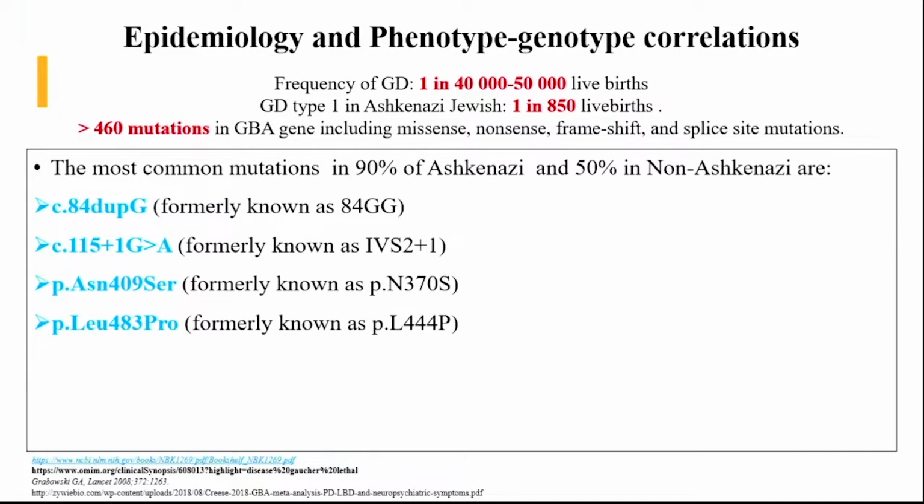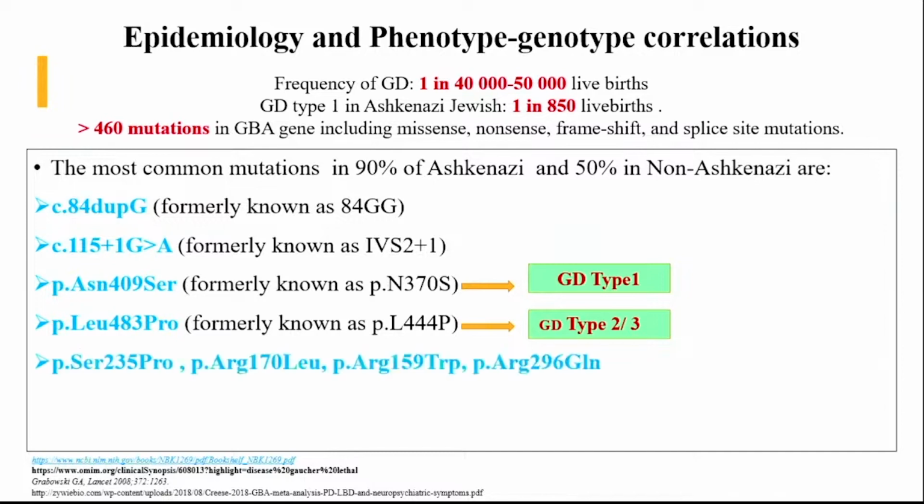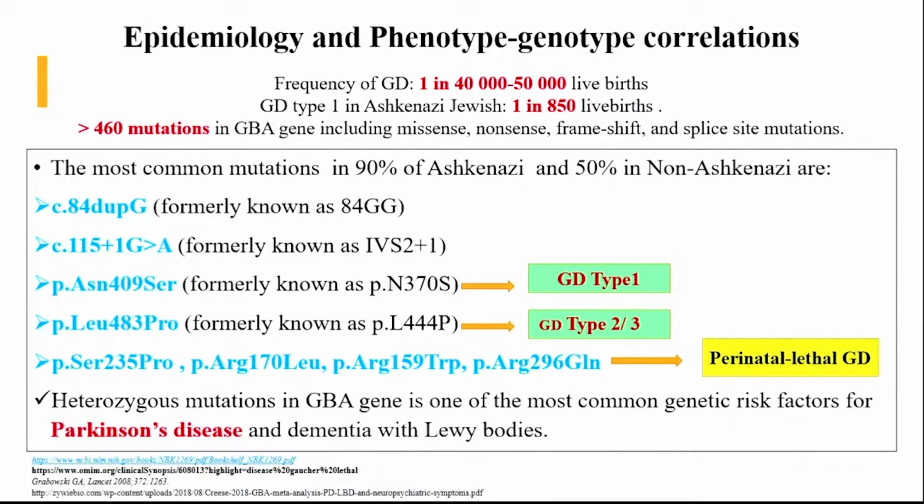There is, of course, a genotype-phenotype correlation. The one before the last one is responsible for predicting Gaucher disease type 1. And the second one, which is positive in my patient, predicts Gaucher disease type 2 and 3, or the neurological type. More mutations have been discovered, and they cause a lethal type, perinatal lethal Gaucher disease. Also, a heterozygous mutation in the GBA gene is one of the most important genetic risk factors for Parkinson's disease and dementia with Lewy bodies.